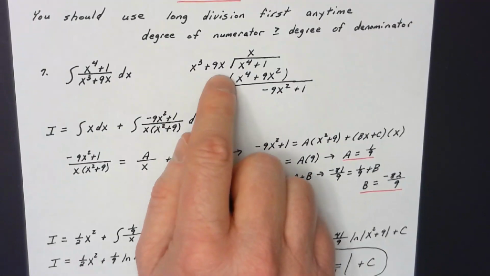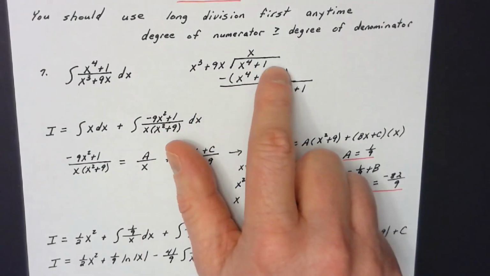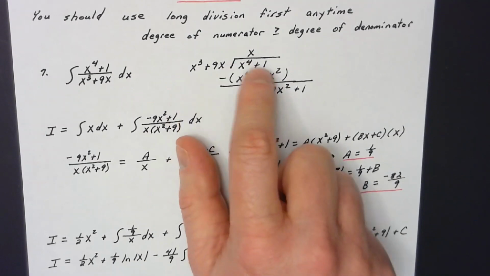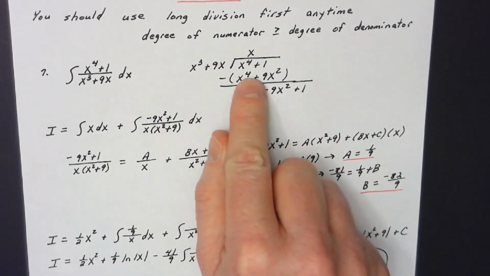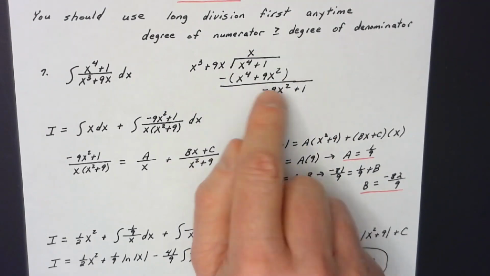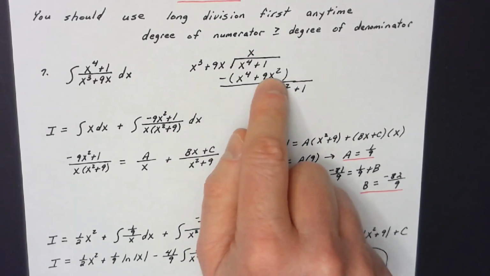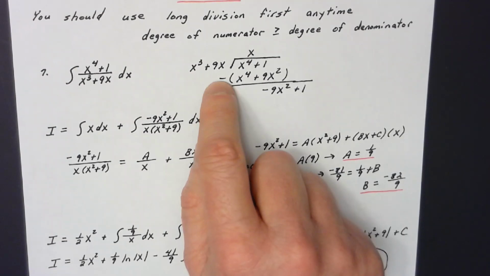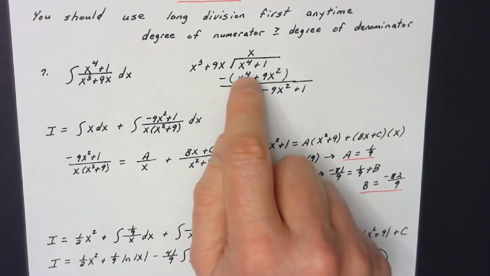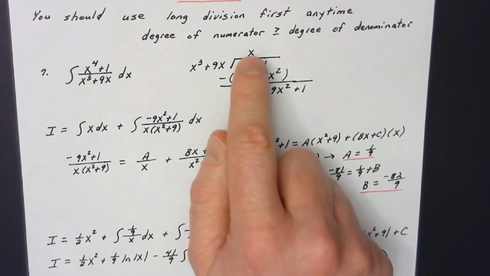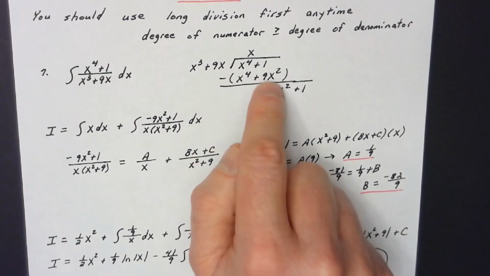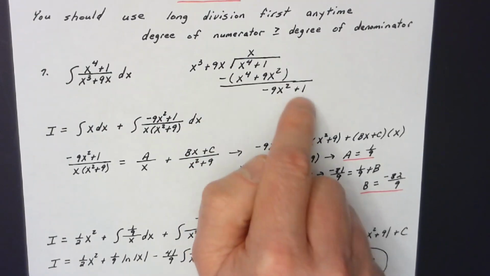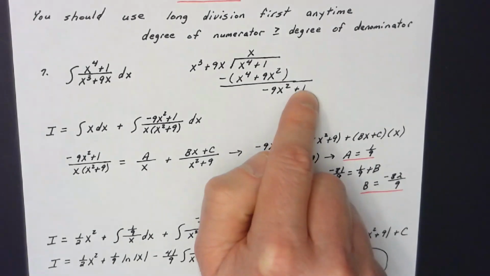x cubed plus 9x divides into x to the 4th plus 1. x cubed goes into x to the 4th, x times. x times x cubed is x to the 4th. x times 9x is 9x squared. I know I had to subtract that out, and as long as you're canceling out the first term, you're doing what you're supposed to. So notice the x to the 4ths cancel. Then you would have minus 9x squared. Then you'd bring down your plus 1.